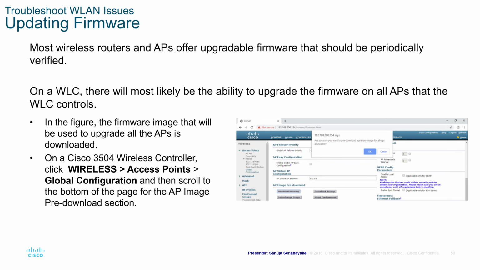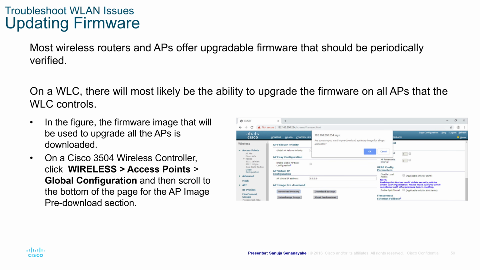Updating firmware. Most wireless routers and access points offer upgradable firmware that should be periodically verified. On a WLC, there will most likely be the ability to upgrade the firmware on all APs that the WLC controls. Remember, one of the primary purposes of having a WLC is central control. So upgradability of your multiple APs connected to this single WLC is another advantage of having the WLC control APs, as opposed to autonomous APs, which we discussed previously.